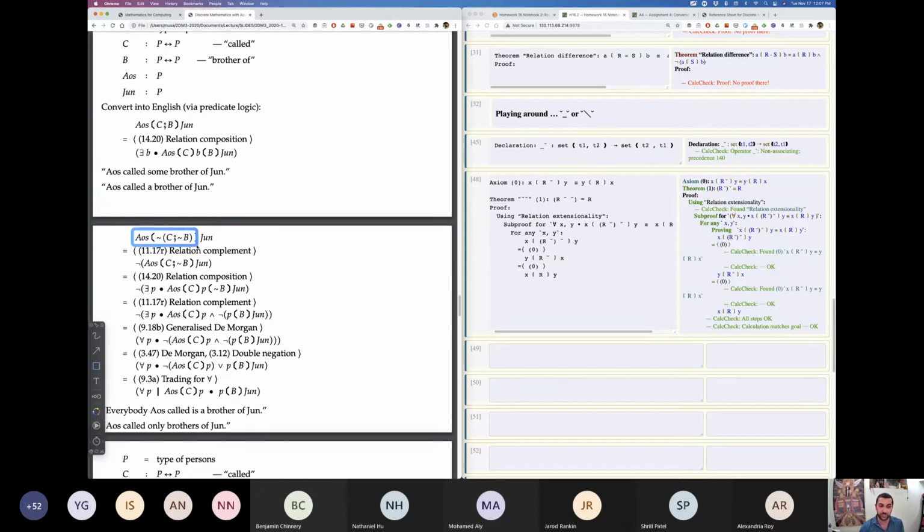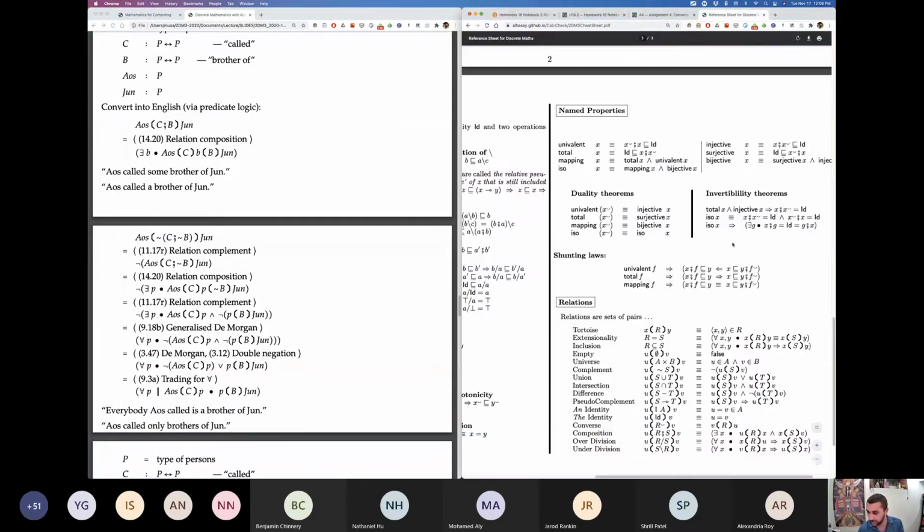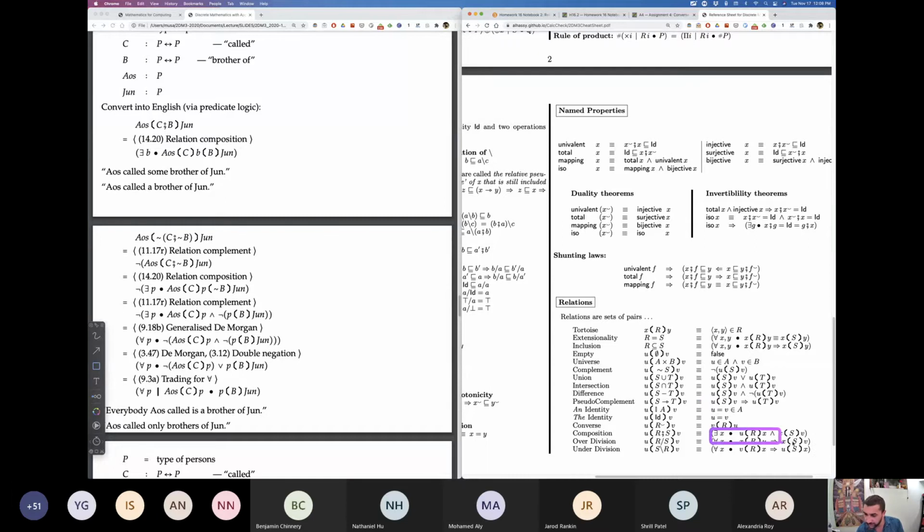This one is a bit more involved. So Aus did not call someone who happened to be not a brother of Jun. Not that hard to read. Aus didn't call someone who was not a brother of Jun. That is to say, everyone called by Aus is a brother of Jun. And the reason for the translation is this exists. So if you recall from a moment ago, we said composition gives us a way to talk about exists.